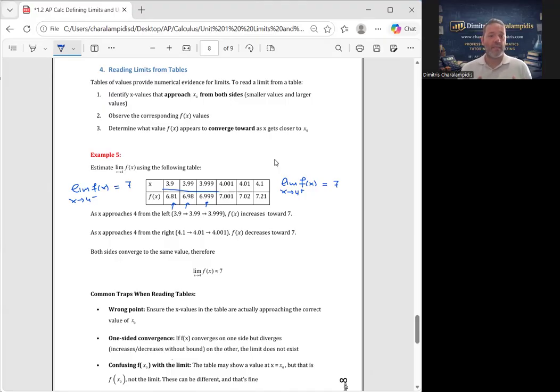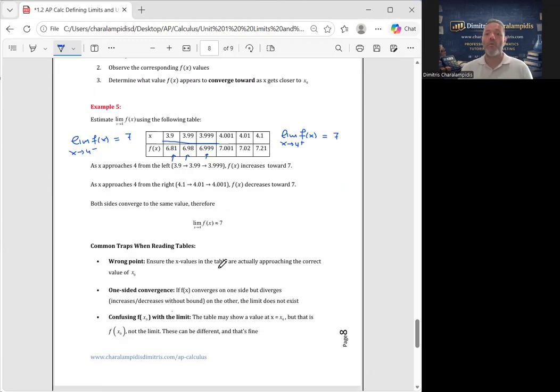Notice that a table usually gives us numerical evidence for the limit. We are observing what the values appear to approach. In this specific example, we saw that the two one-sided limits both lead to the value of 7, which by definition means that the actual two-sided limit at x equals 4 is 7.